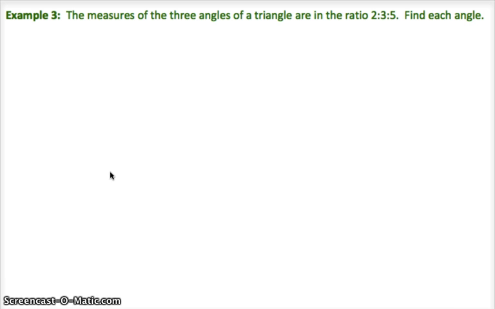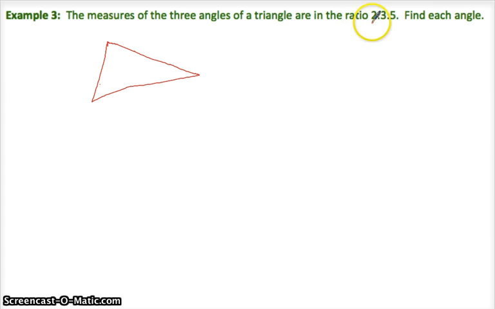Okay, measures of 3 angles of a triangle in the ratio 2 to 3 to 5. Okay, so there's this triangle, and the 3 angles are in ratio 2 to 3 to 5. So I mean, it might help if we draw this. I don't know. There's one angle that's the smallest angle. That's kind of 2/3 of the size of the next one, and that one's 3/5 of the size of the last one. Anyway, they all kind of relate this way.